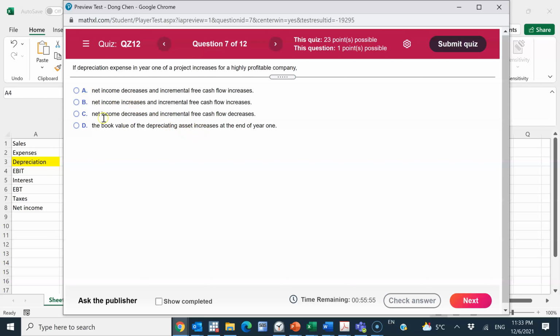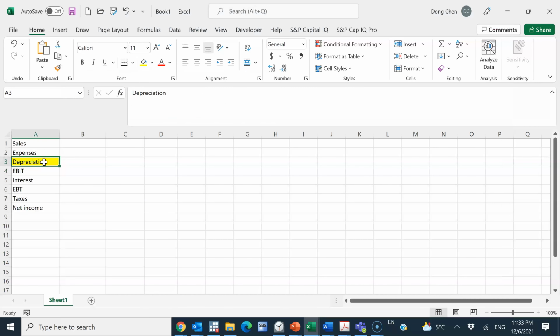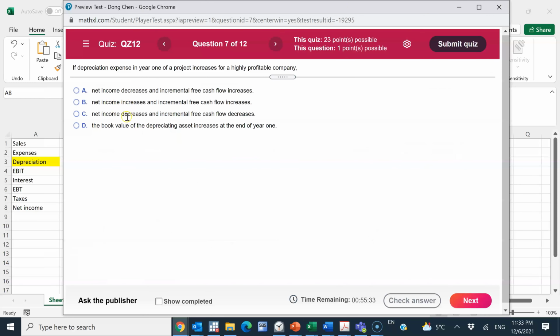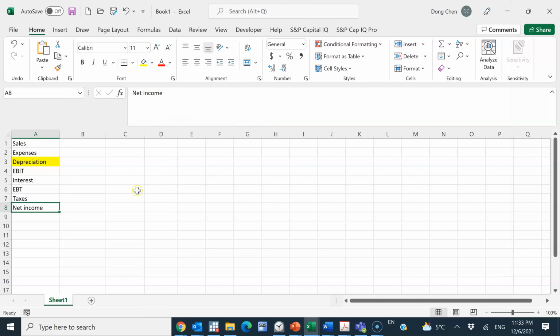And also we can determine, because we are deducting a higher expense, basically depreciation is one of the operating expenses, right? So the EBIT will be smaller, all other things kept the same. Then we can imagine EBT will also become smaller, hence taxes will become smaller, hence net income will become smaller. So net income will decrease, so it's gonna be A or C. And then the remaining question is whether the free cash flow will increase or decrease.